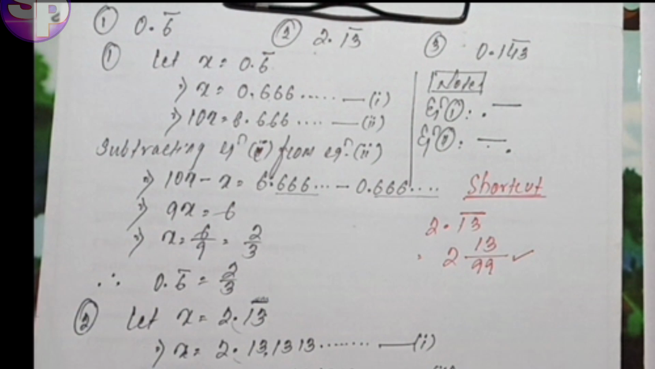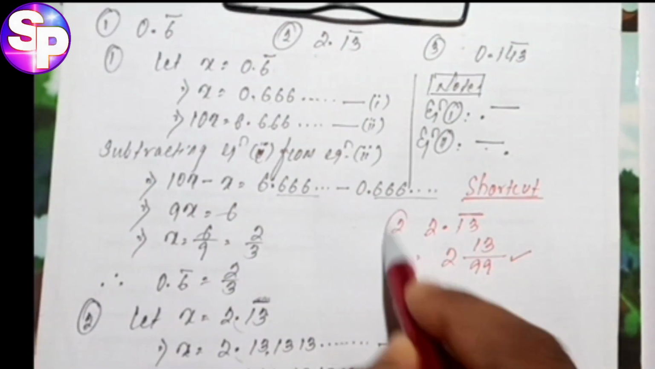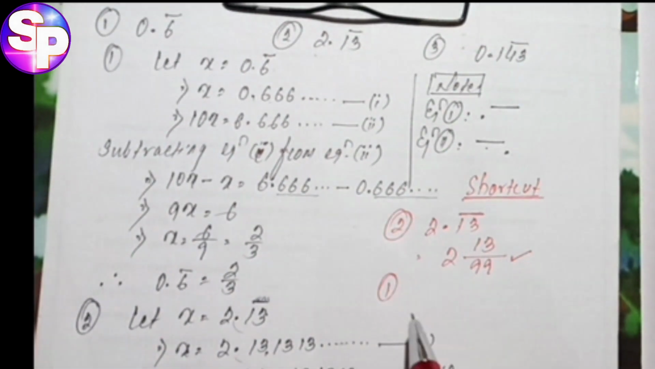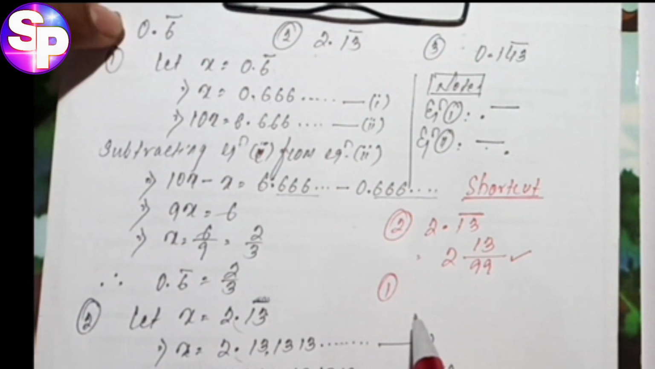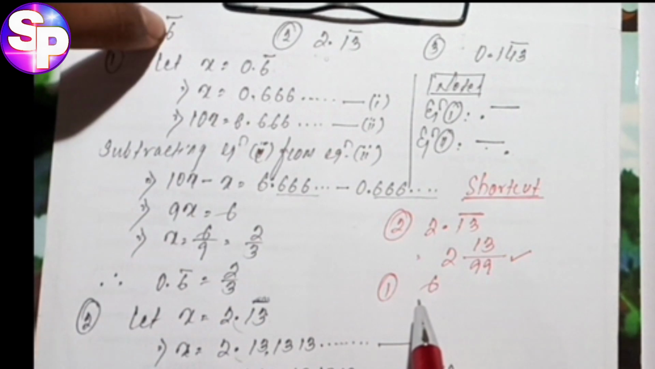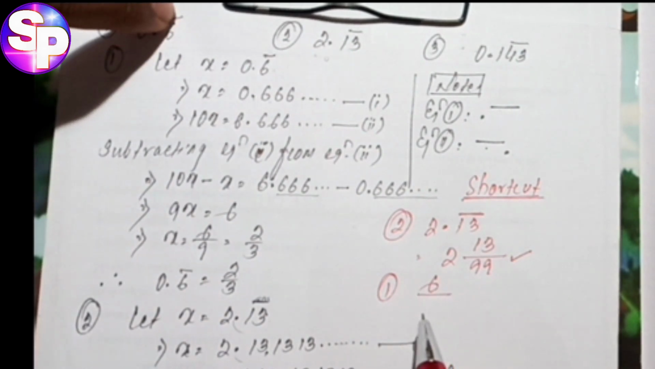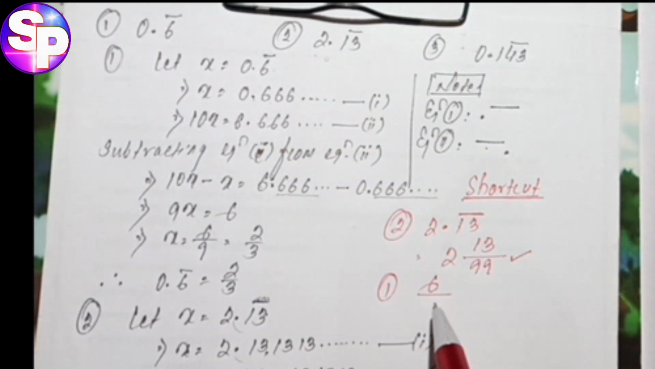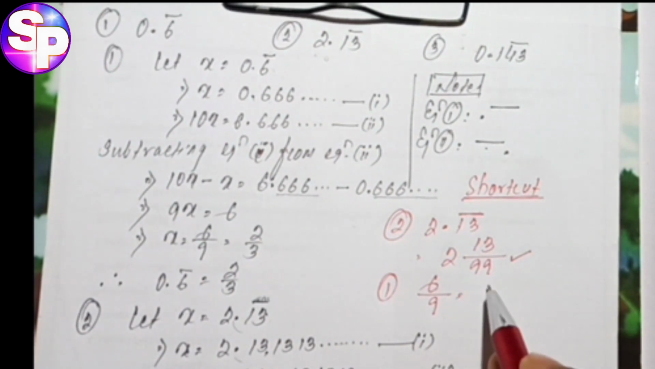The trick. Next, this is the second one. First one we will do, given 0.6 bar. So 0.6 bar means no whole number is there. So directly I am writing 6. Then one digit is repeated. That's why one 9 only. So by converting to the lowest term, I got 2 threes are 6, 3 threes are 9, so 2 by 3.